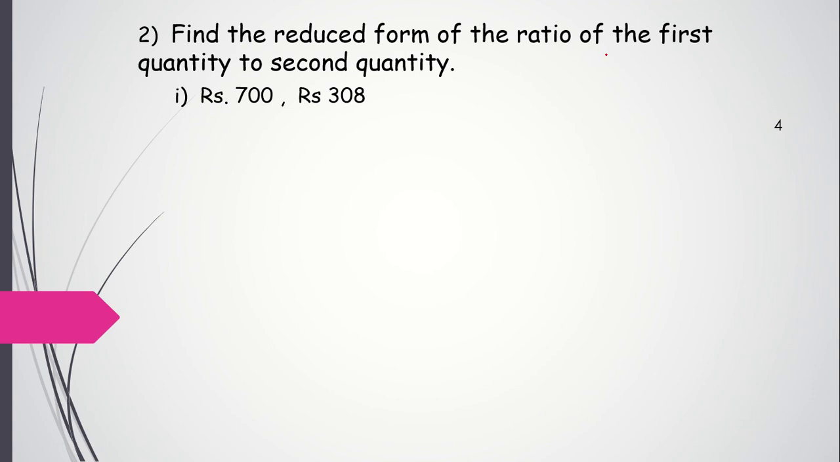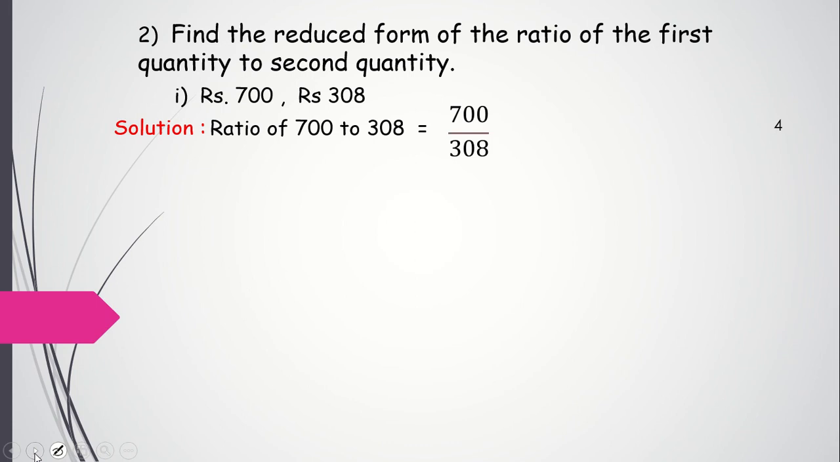Find the reduced form of the ratio of the first quantity to the second quantity. Now here two things are important. One is to check whether both the quantities are having the same unit. If rupees is given, then whether both are in terms of rupees. And second thing, whether first quantity to the second quantity is given, or second quantity to the first quantity is given. What is given exactly? That we have to see. Now just take the ratio.